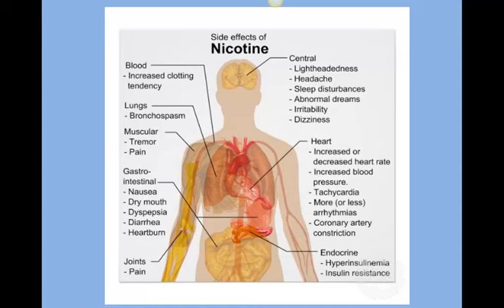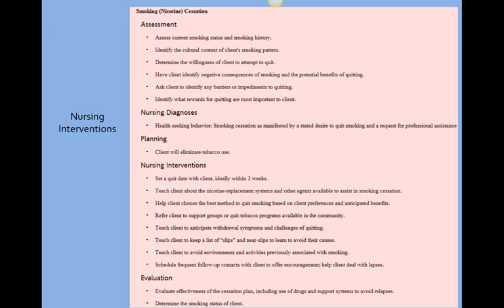Here again is a picture of the side effects of nicotine. Nursing interventions. So main interventions is that we are going to build that support system for that person and do teaching, okay? A support system that is quite frequently used for smoking cessation is Quitline. So perhaps you've heard of that, where the person can call in at any time that they're feeling the craving to smoke and get support to abstain from that activity.